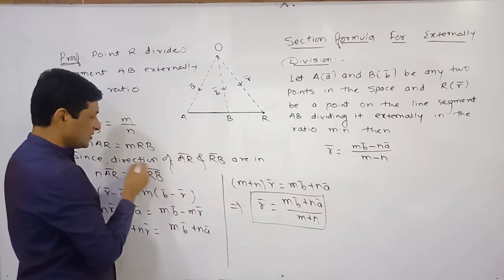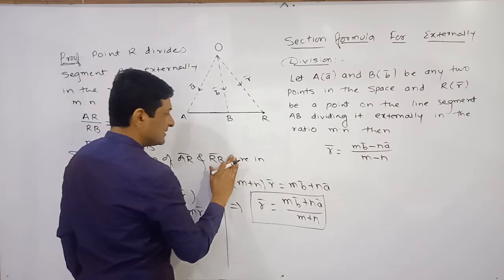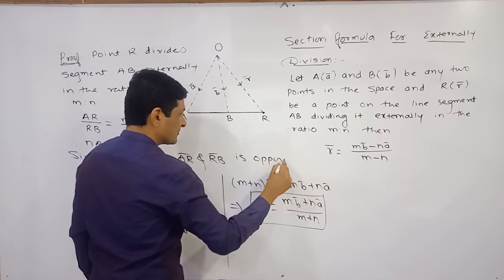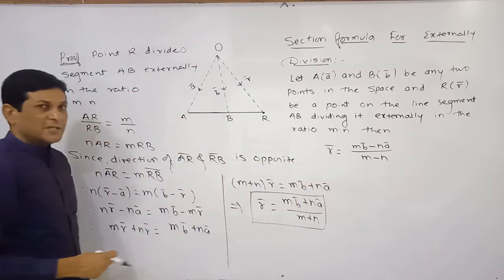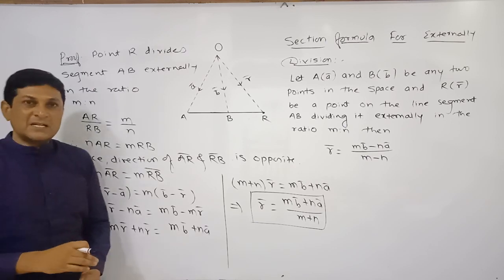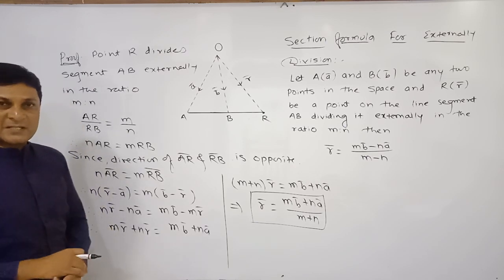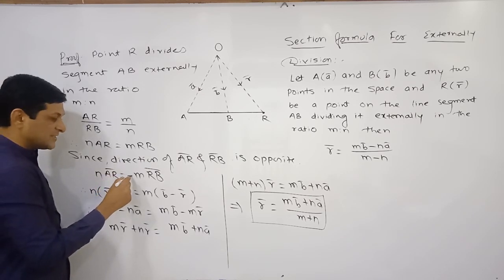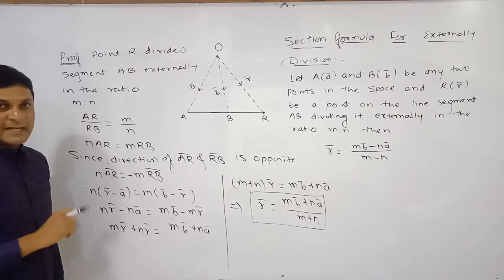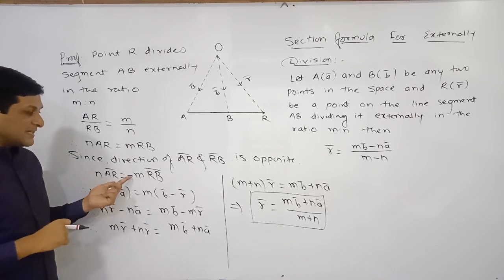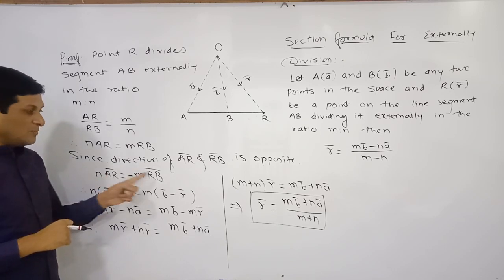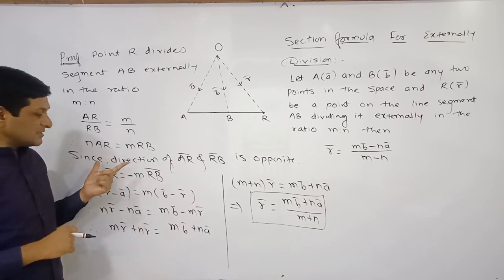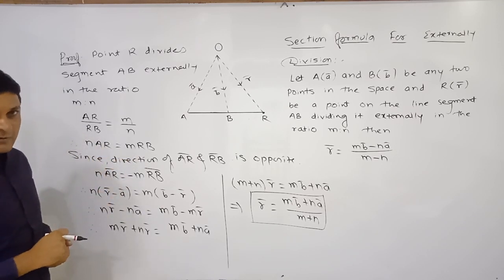So since the directions of AR bar and RB bar are opposite, we know that if two vectors are in opposite directions, symbolically it is denoted by a minus sign. This minus sign simply says that the directions of both sides are opposite, but the magnitudes are equal. Now let us simplify this expression to get our required result.